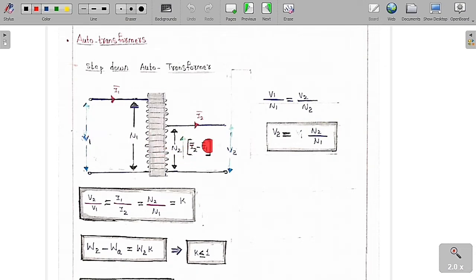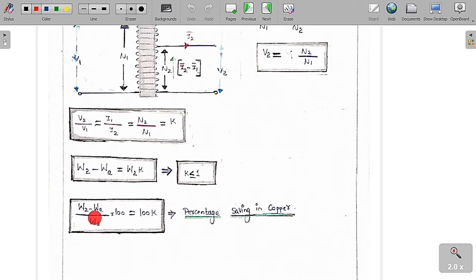So now V1 by V2 is equal to N1 by N2. Therefore V2 is equal to V1 into N2 by N1. So you can see clearly V2 by V1 is equal to N2 by N1 is equal to I1 by I2. This is called the transformation ratio.